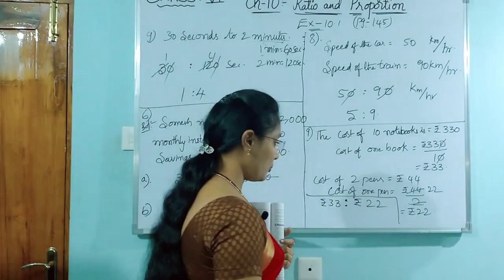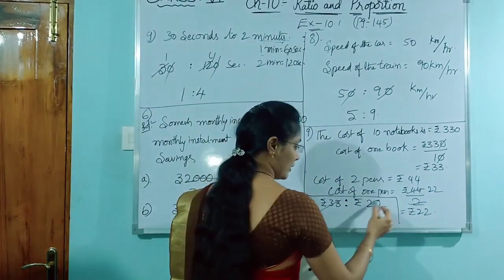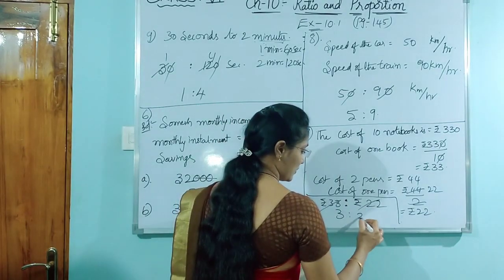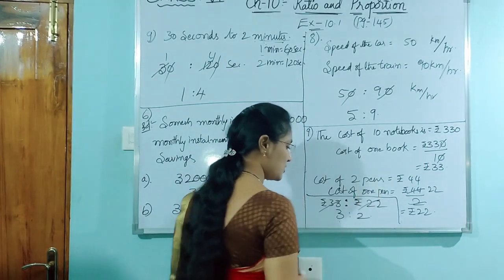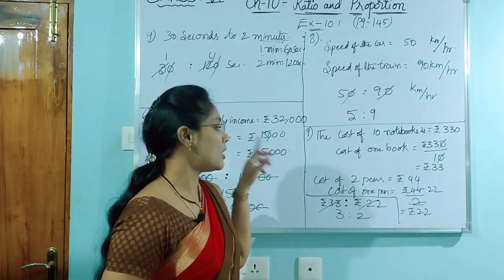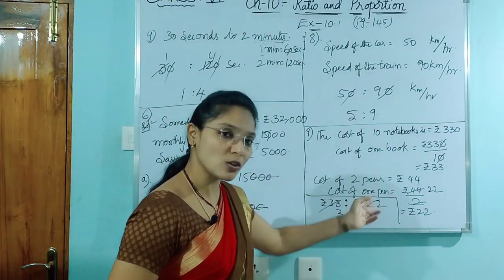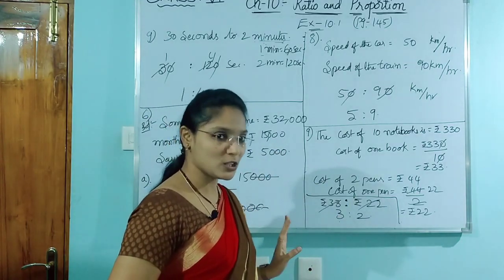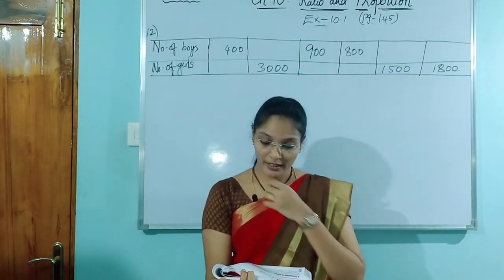Which factor will divide both? 11. 11 3s, 11 2s. So 3:2 is the ratio of the cost of a book to the cost of a pen. Am I clear, children?